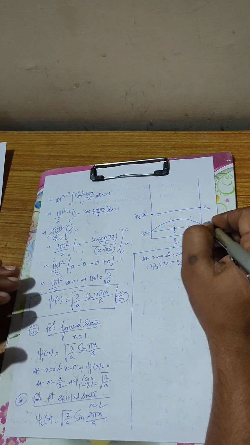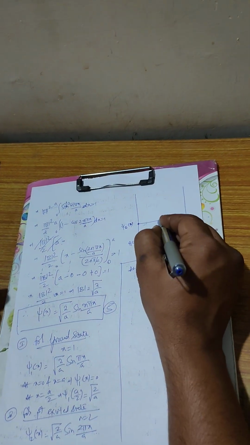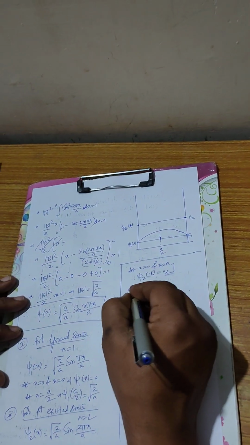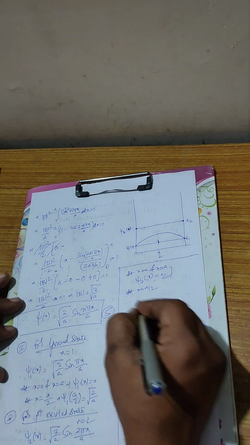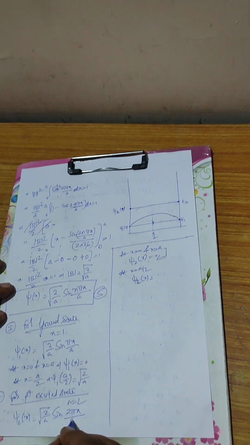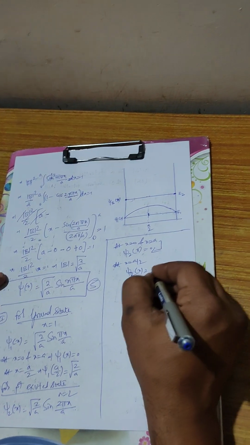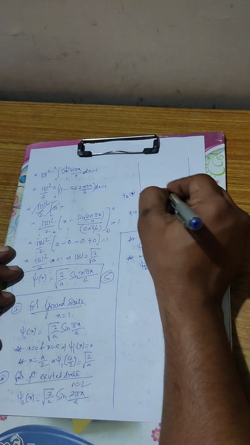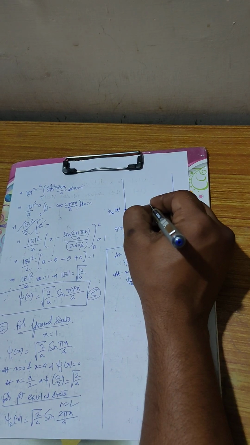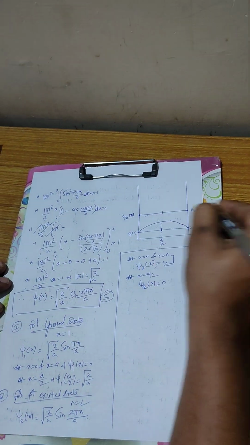Now, at what points will the probability of locating the electron be maximum? We'll see that. Not only that, even if you put x equal to a by 2, you get psi 2 of x equal to, put a by 2 here, a gets cancelled, 2 gets cancelled, you get sine pi, so it is 0. So there is no probability of locating the electron even at the midpoint, that is at the center of the well.